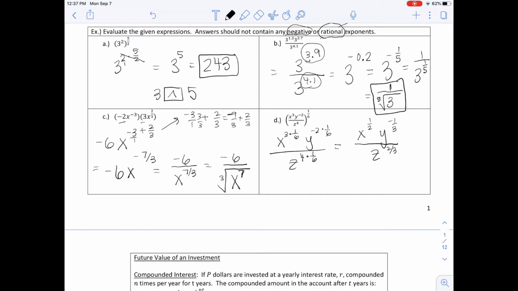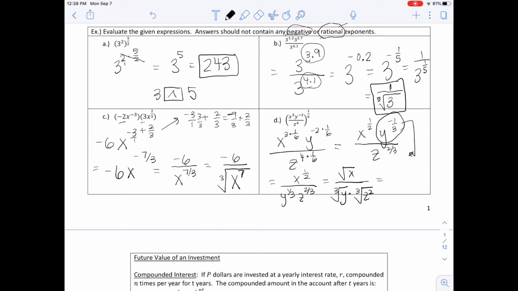From here, I note that my y has a negative exponent, and this I can move to the denominator. So this becomes x to the 1/2 all over y to the positive 1/3 and z to the positive 2/3. From here, x to the 1/2 would be the square root of x over, and I have the cube root of y times the cube root of z squared.